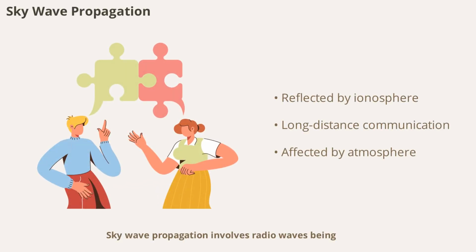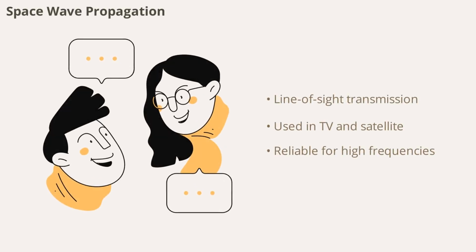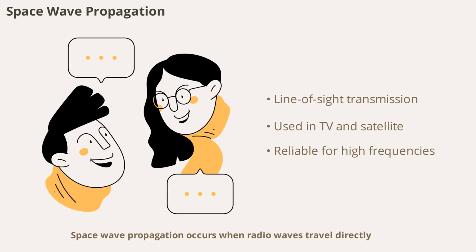Skywave propagation involves radio waves being reflected back to Earth by the ionosphere, a layer of the atmosphere. This allows signals to travel over much greater distances than ground waves, making it possible to communicate across continents. Skywave propagation is especially important for shortwave radio and international broadcasts, but it can be affected by atmospheric conditions and solar activity.